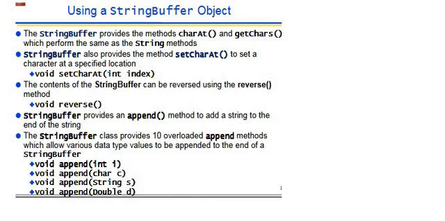So we have methods just like your String class, charAt, getChars, which perform the same as the String methods, and it also provides a few additional methods like setCharAt to set a character at a specified location. We have reverse, we have append, which is not there in the String class, because in the String class the string cannot be modified. Once you create any string using StringBuffer, we can modify it. So methods like append are additional in the StringBuffer class.